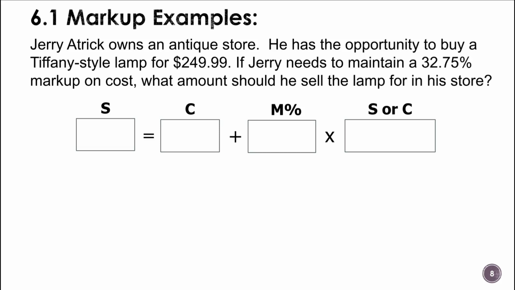Hi again, we're on section 6.1, continuing 6.1, and we're going to be working with this markup formula. If you take a look at this, Jerry owns an antique store. He has the opportunity to buy a Tiffany style lamp for $249.99. If he's going to buy it, then that is his cost.